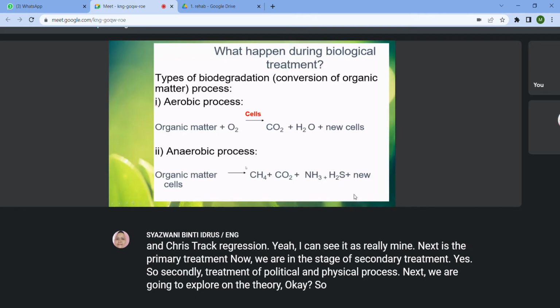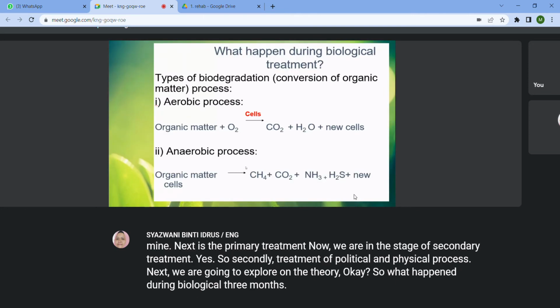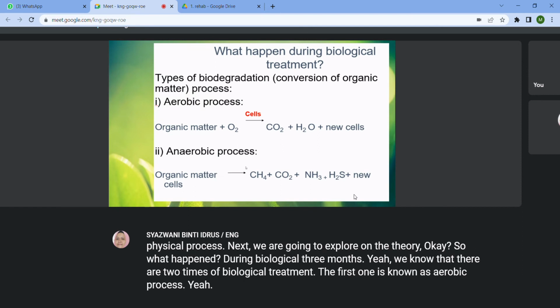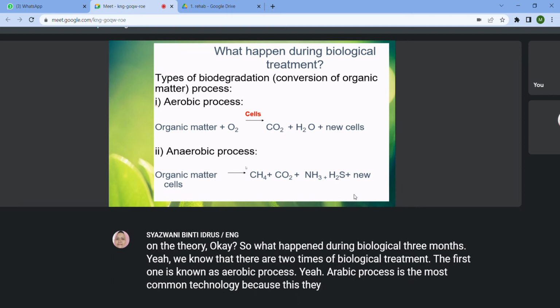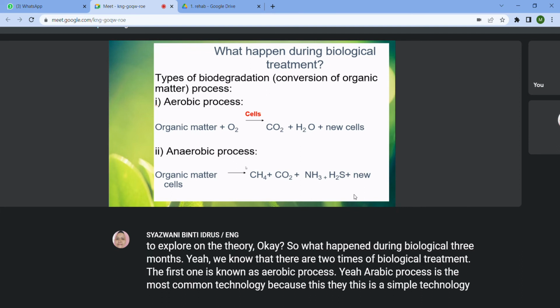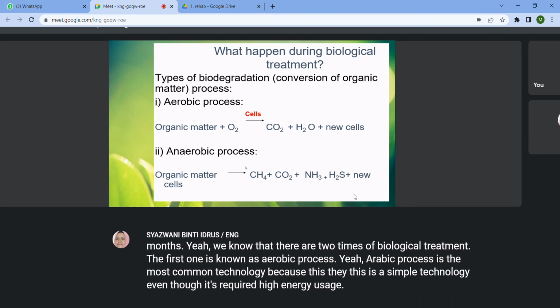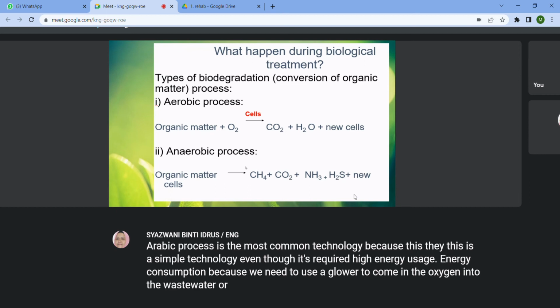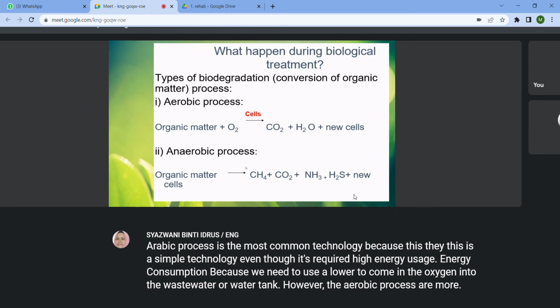So what happens during biological treatment? We know that there are two types of biological treatment. The first one is known as the aerobic process. The aerobic process is the most common technology that they apply because it is a simple technology, even though it requires high energy consumption, because we need to use a blower to pump oxygen into the wastewater tank. However, the aerobic process is more familiar.